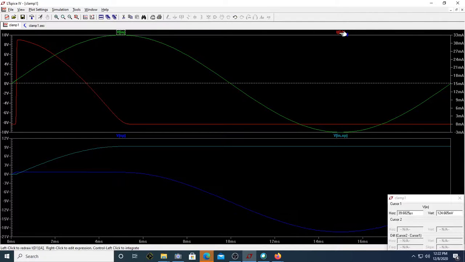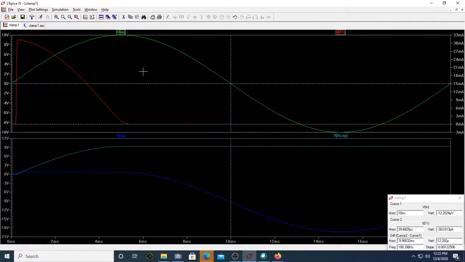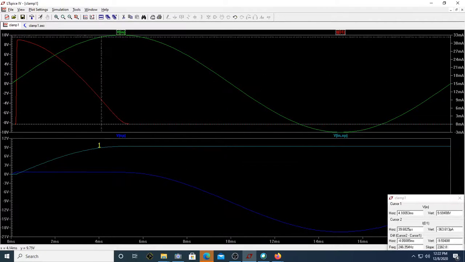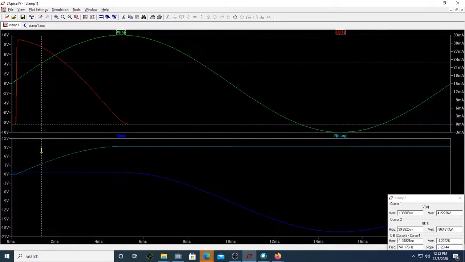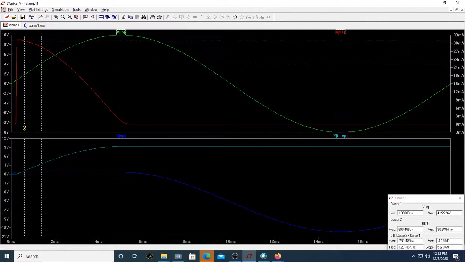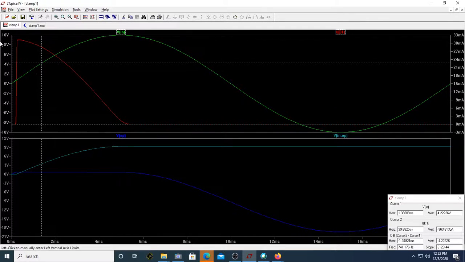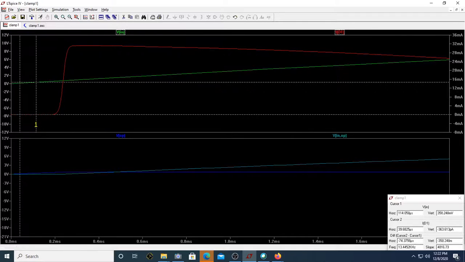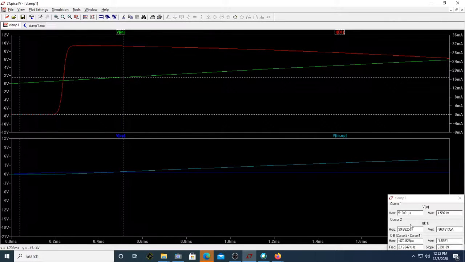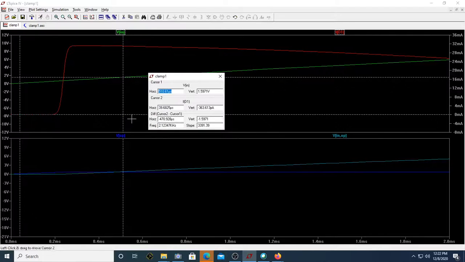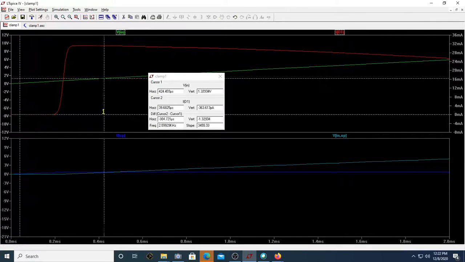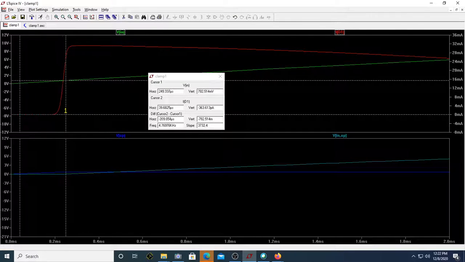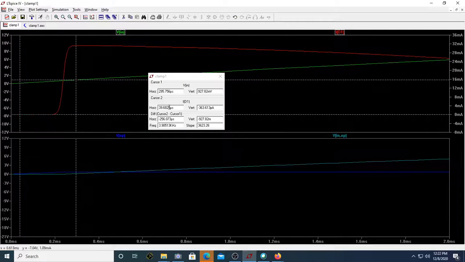Let me see the current also. Let me show you both of them. This is moving on the input, and this is on the output line. Let me now concentrate on this portion of my graph, where the input voltage keeps increasing. Just have an eye on this. Cursor 1 is the input voltage. You can see this is V in, and this is I of D1.